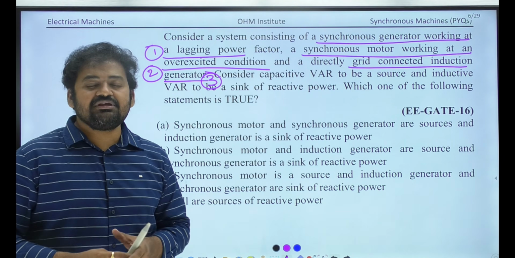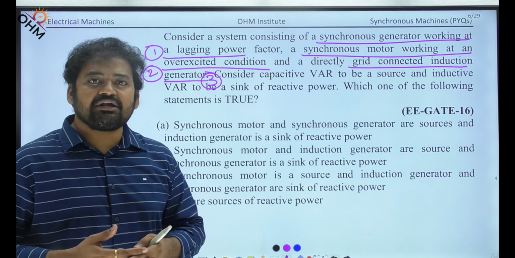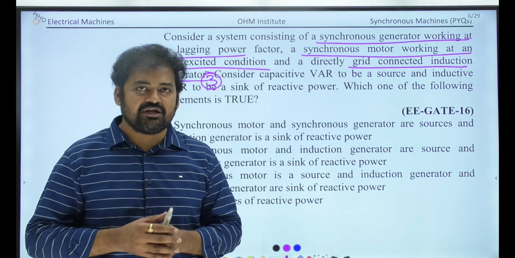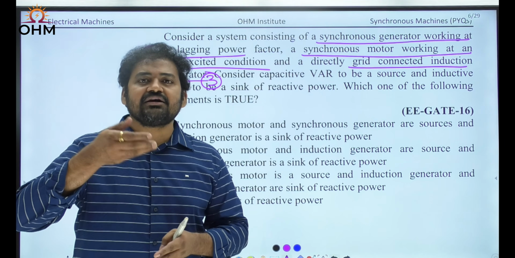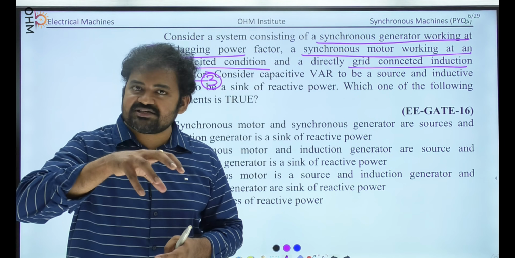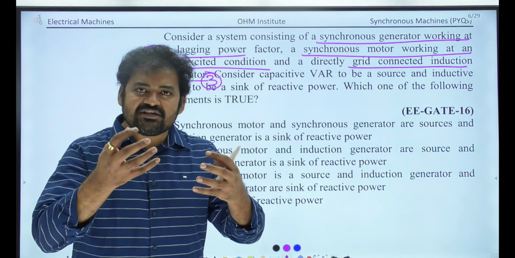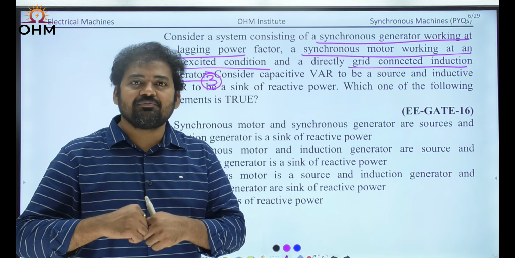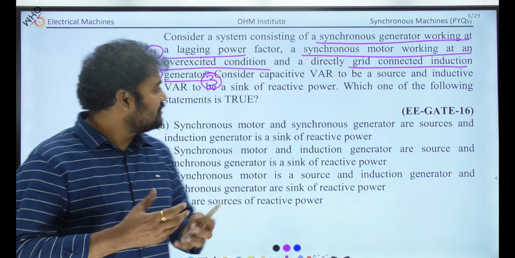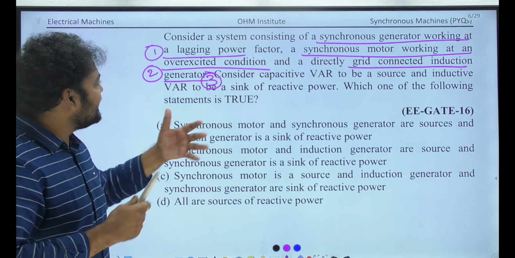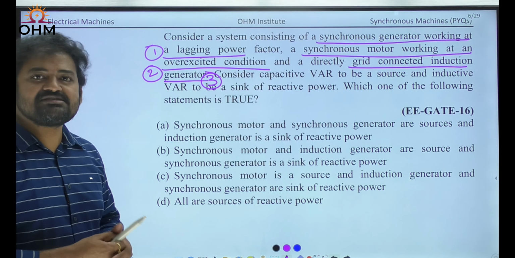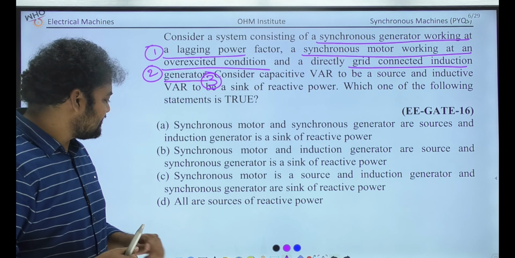And capacitive VAR, we know a capacitor is nothing but an element which will generate reactive power, right? So whoever is generating reactive power is a source of reactive power. Whoever is absorbing reactive power is a sink for the reactive power. So the question is all about who is acting like a source here and who is acting like a sink here.